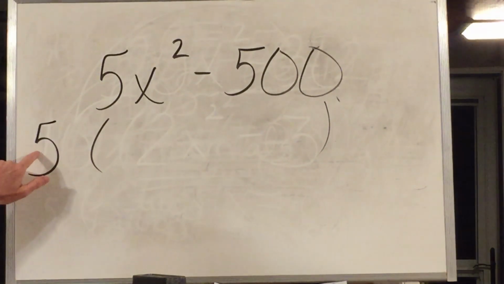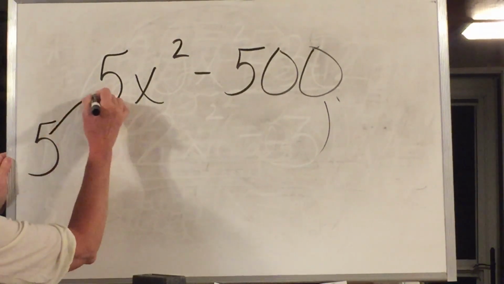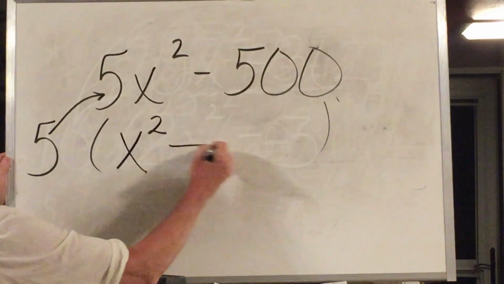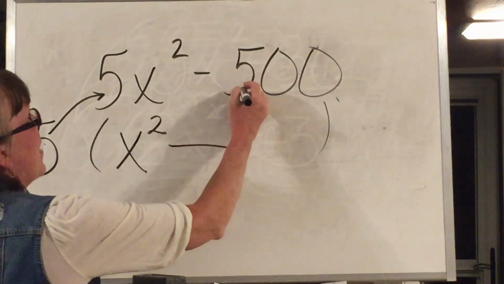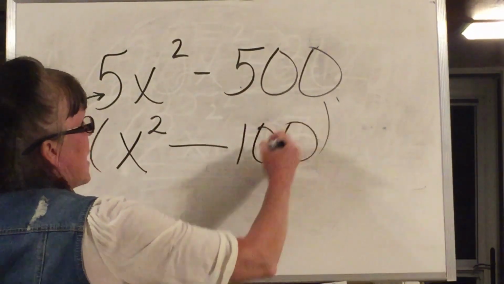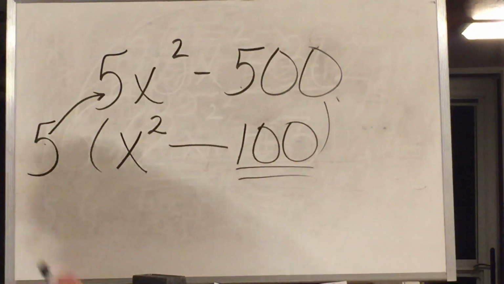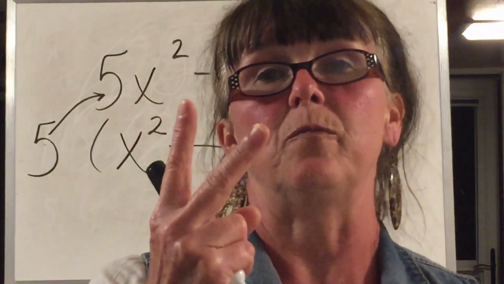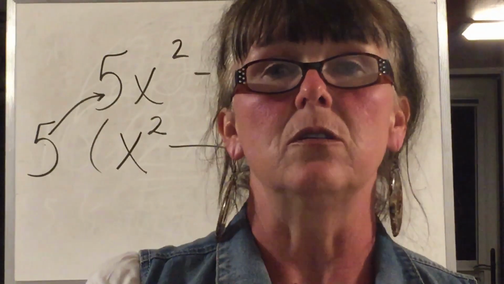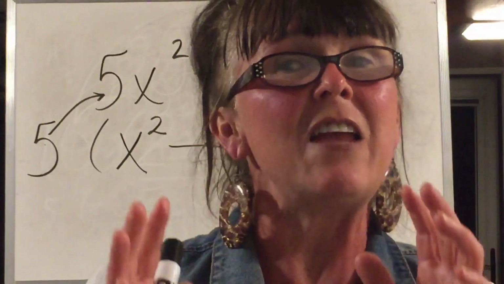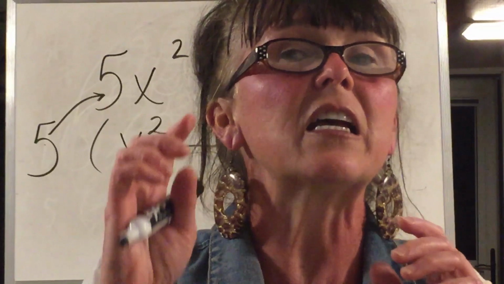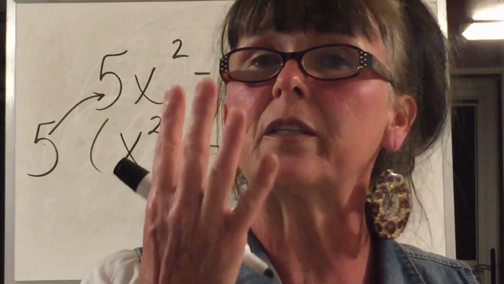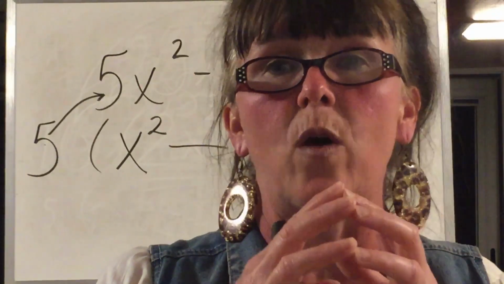What do you do with the 5? Divide by. 5 will go into 5 1 time. Bring down your x squared. Minus 5 will go into 500 100 times. Now take a look at this, what's inside the parentheses. It's a difference of squares. Why? Because you have 2 terms. Because you have a minus in the middle. Because the x has an even exponent. And then because the number is a perfect square. So when you have those 4 things, it is a difference of squares.